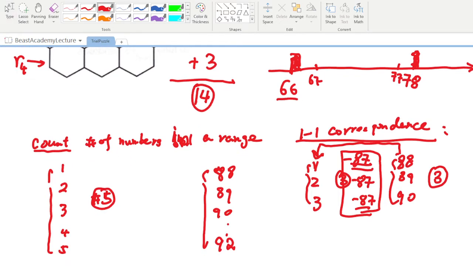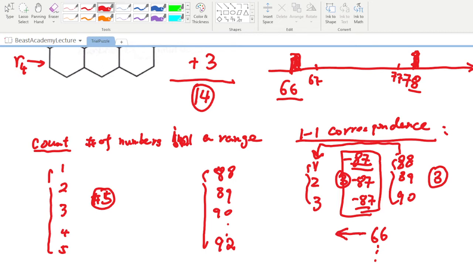If you understand this concept, my question now is, because we write the 66 and the 78, how many numbers are there from 66 to 78? How do we use the one-to-one correspondence to count? Subtract 16? How much should we subtract? Think about it.